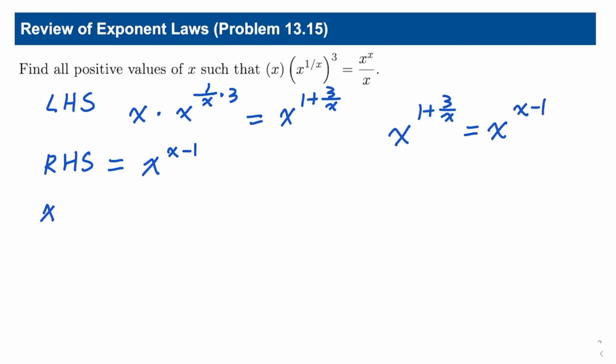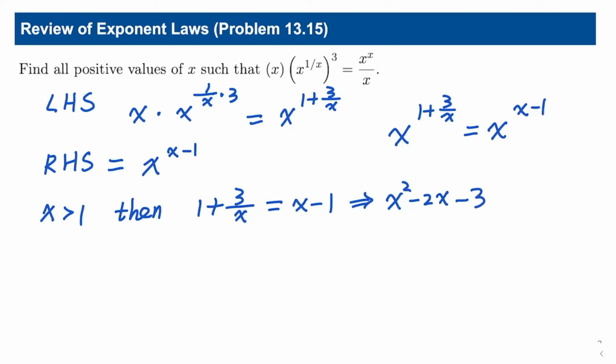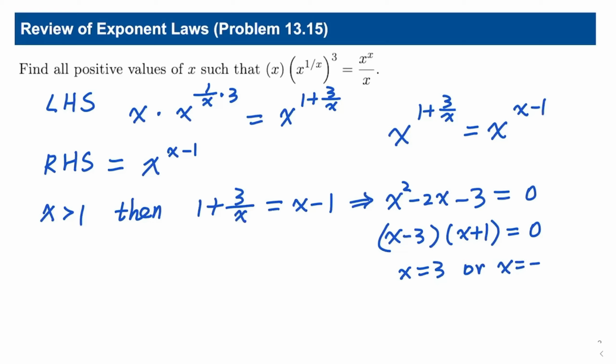Now, if x is bigger than 1, then we must have 1 plus 3 over x equals x minus 1. Multiply both sides by x and move all the terms to one side of the equation. We get x squared minus 2x minus 3 equals 0. So (x minus 3) times (x plus 1) equals 0. x equals 3 or x equals negative 1.